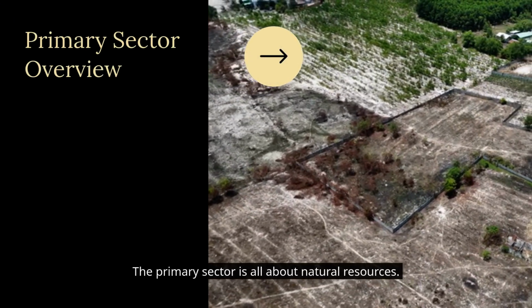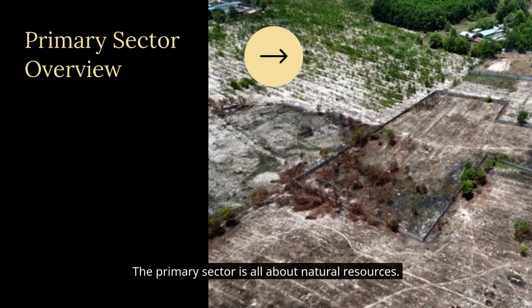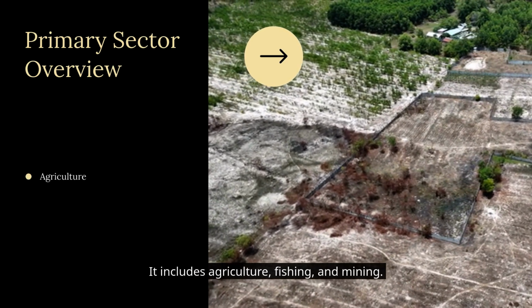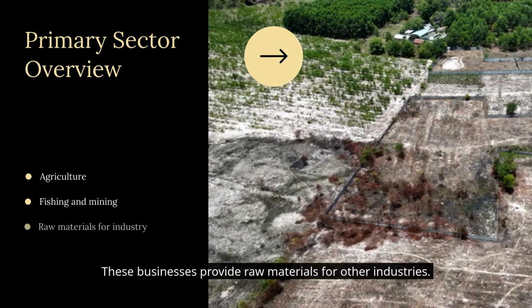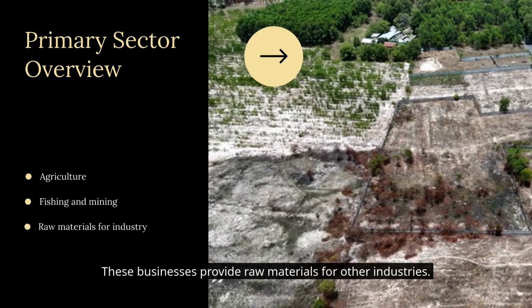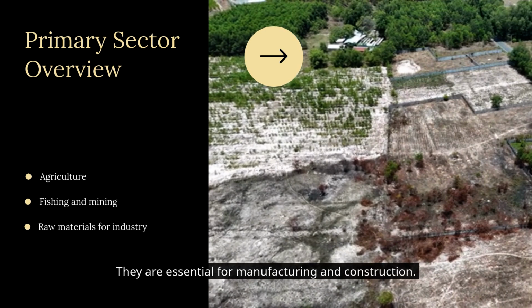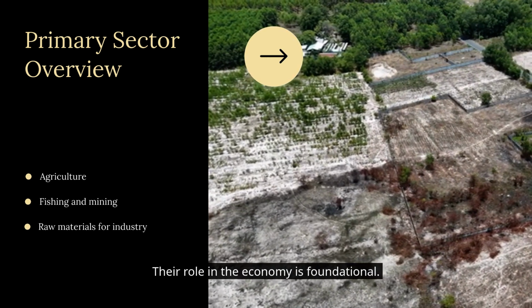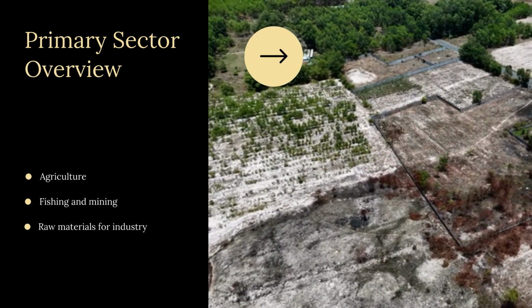The primary sector is all about natural resources. It includes agriculture, fishing, and mining. These businesses provide raw materials for other industries. They are essential for manufacturing and construction. Their role in the economy is foundational.